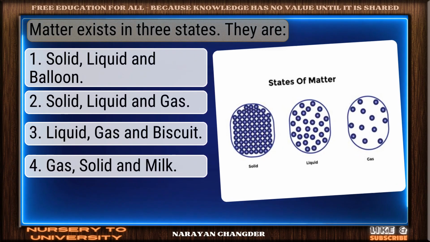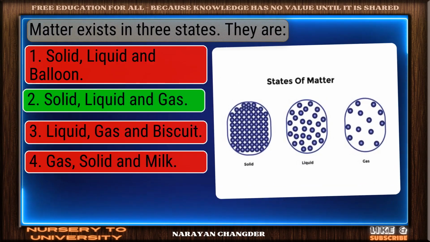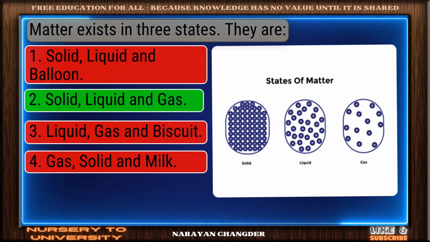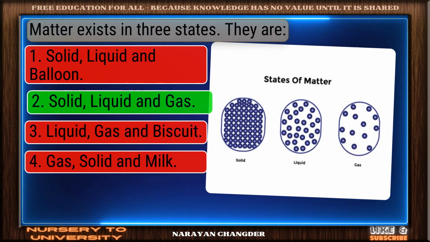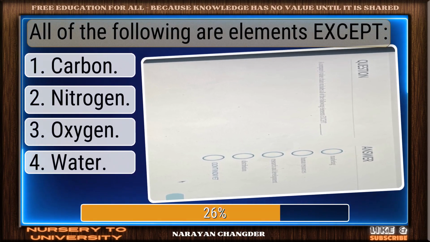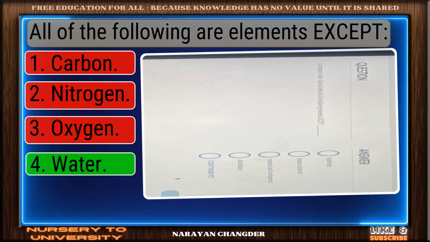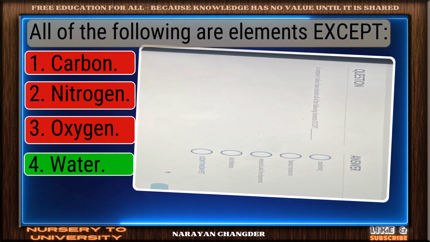Matter exists in three states. They are... You're right. Solid, liquid, and gas is the correct answer. All of the following are elements except... Smart pick. Water is the correct choice.